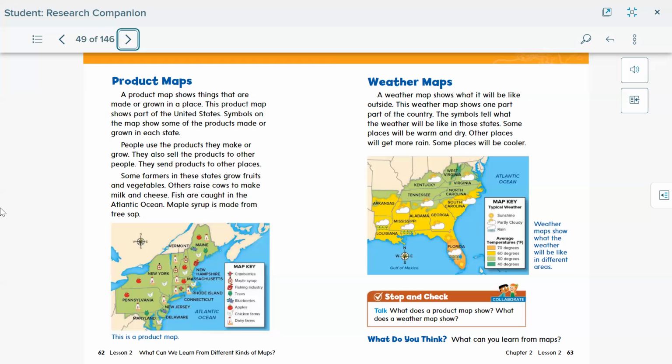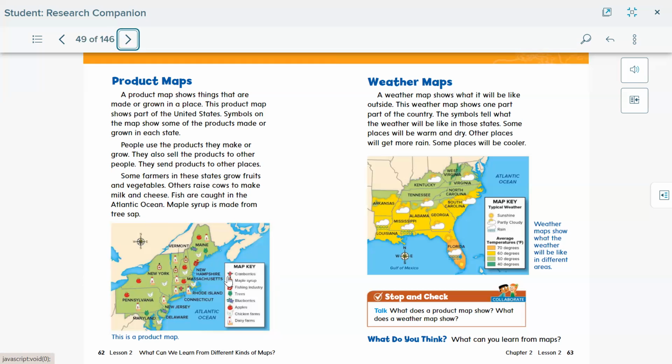Some farmers in these states grow fruits and vegetables. Others raise cows to make milk and cheese. Fish are caught in the Atlantic Ocean. Maple syrup is made from tree sap. So this is the product maps. These show where things are grown and made. So things that grow in a certain place or are made, and we saw fruits and vegetables or things that are made. So if we look at the map key, we see cranberries. So this stands for cranberries.